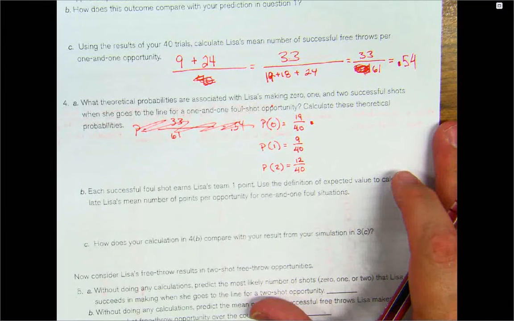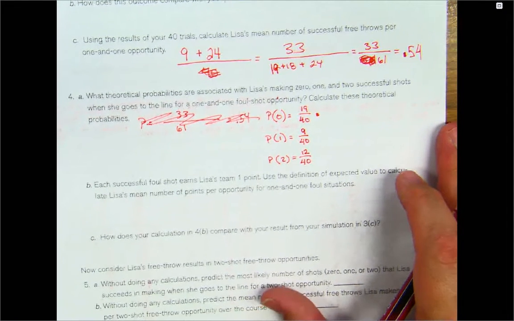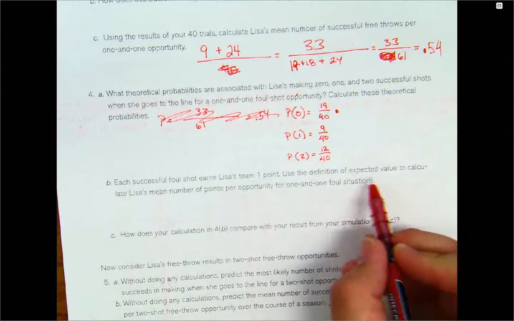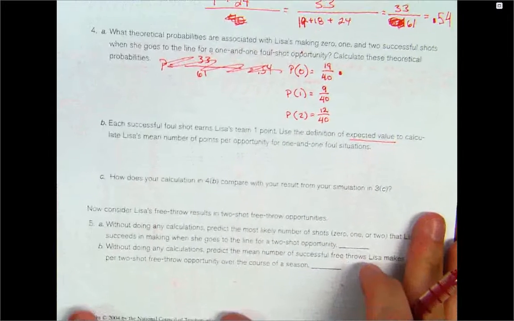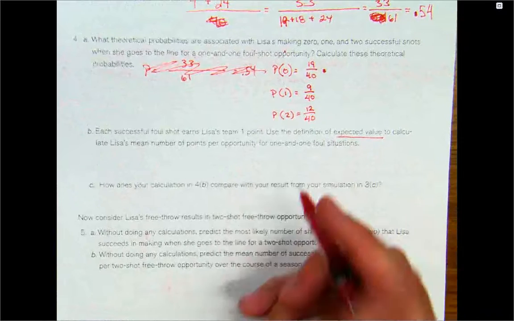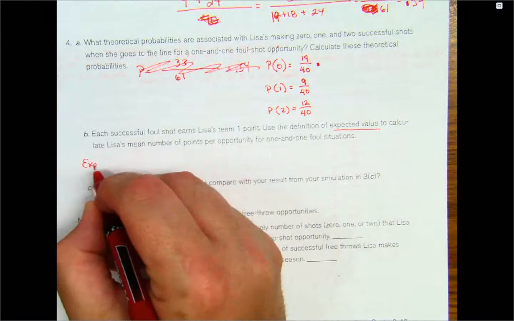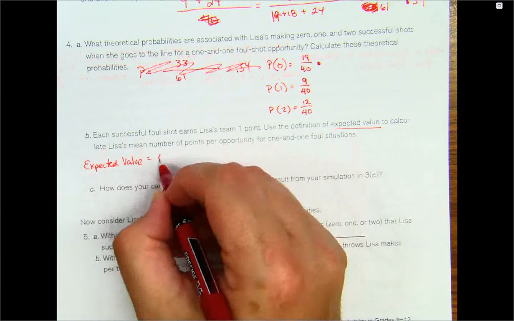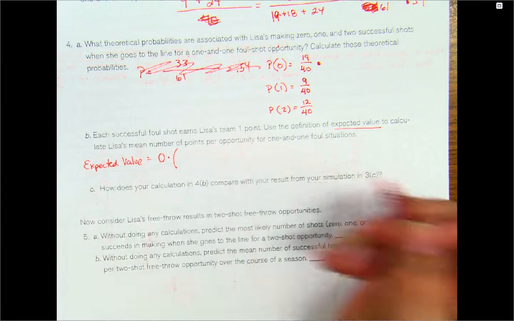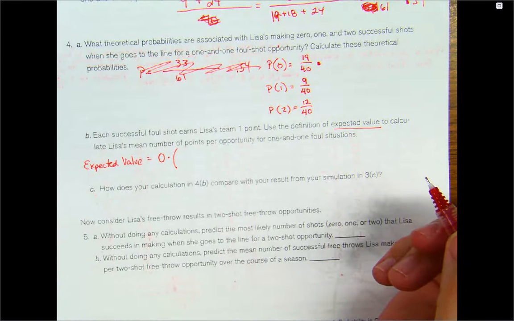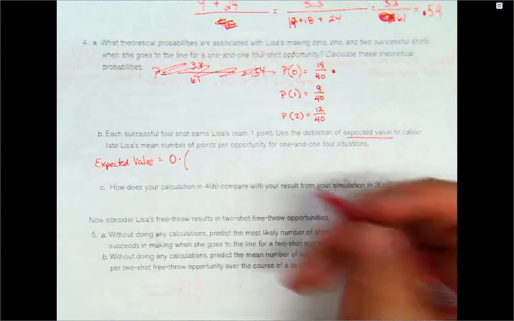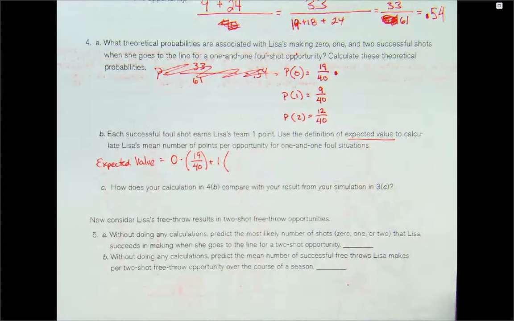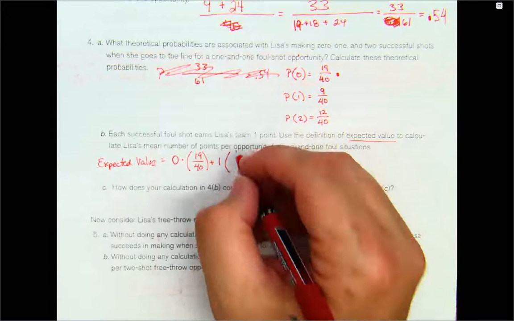Now, the expected value. To calculate the expected value, it's not in one game. Now for 0, I'm going to take 0 times, what's the probability? For me, the probability that she got 0 was 19 over 40. And then you add on 1, what's the probability that I got a 1? It was 9 over 40. Now your numbers might be different. Your numbers are probably going to be different. For 2, it was 12 out of 40.